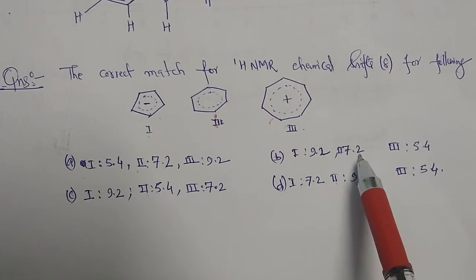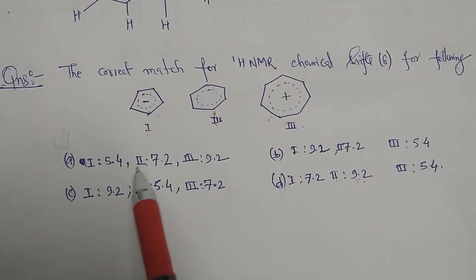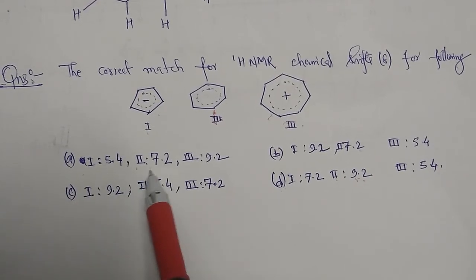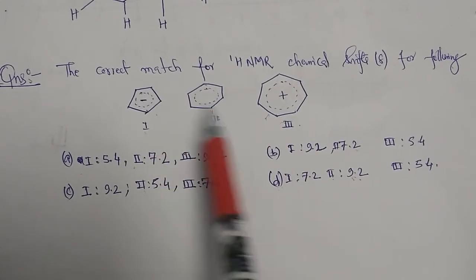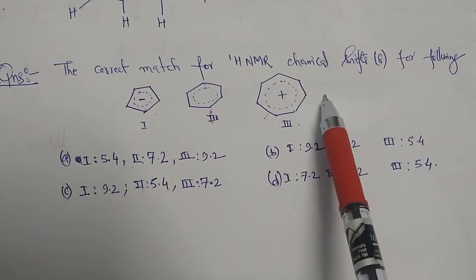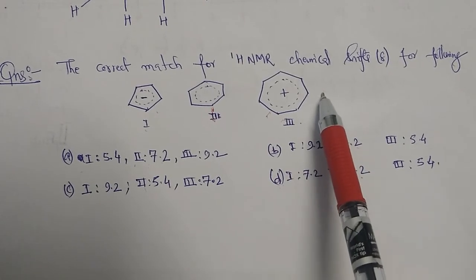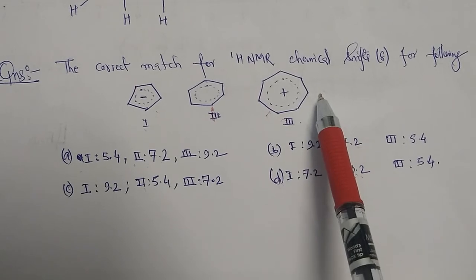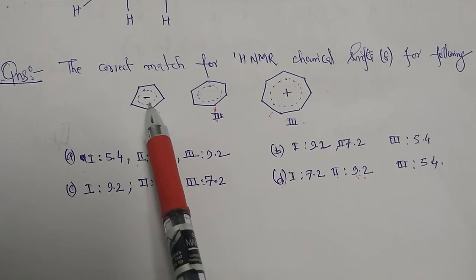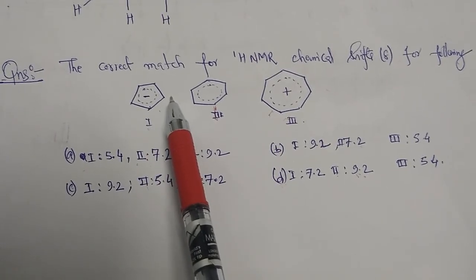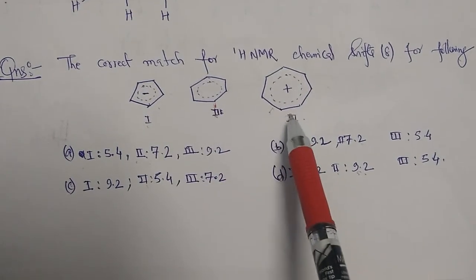Now for B we have 7.2, which may be a possible answer as it lies between 6.5 and 8.5, and for option A also it is 7.2, which lies between 6.5 and 8.5. Now if we consider this a positively charged ring and this a negatively charged ring, for the positively charged ring the proton will be highly deshielded. If it is highly deshielded, it will have a high chemical shift. In figure number 1, it is negatively charged, so the proton will get shielded much more than this proton. So this will have a low chemical shift compared to figure number 3.